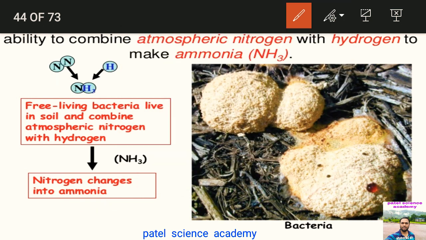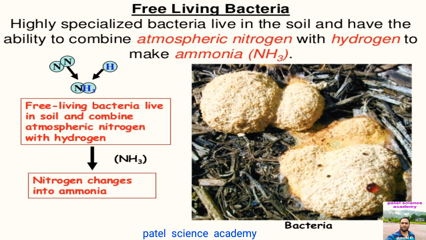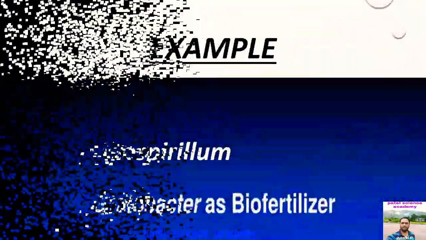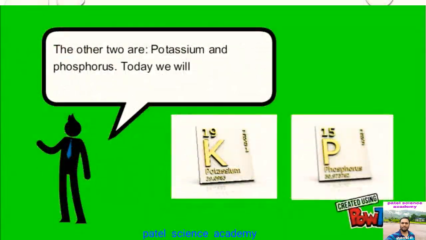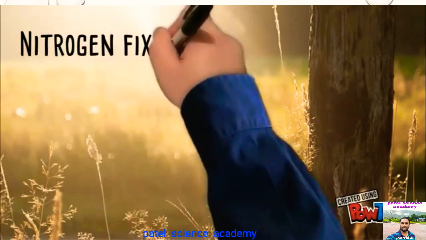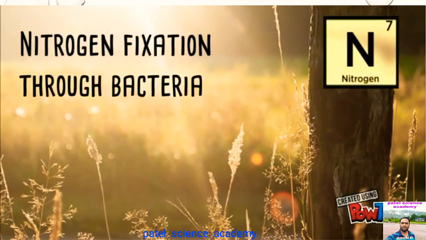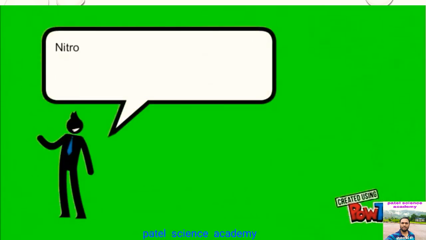So this is about the free living bacteria. The difference between the free living and the symbiotic bacteria is that symbiotic bacteria is always associated with the nodules of the root, and free living bacteria is always free. Thereafter, examples of free living bacteria are Azospirillum and Azotobacter as biofertilizers. Then the next one, dear students, you can understand by watching this video carefully.